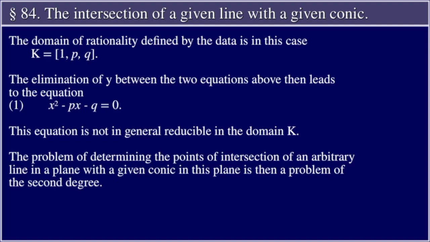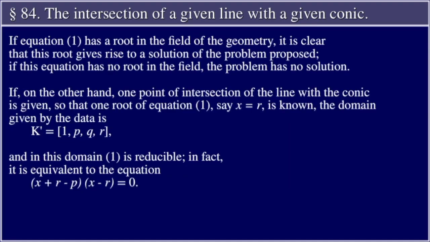The problem of determining the points of intersection of an arbitrary line in the plane with a given conic in this plane is then a problem of the second degree. If equation 1 has a root in the field of the geometry, it is clear that this root gives rise to a solution of the problem proposed. If this equation has no root in the field, the problem has no solution.